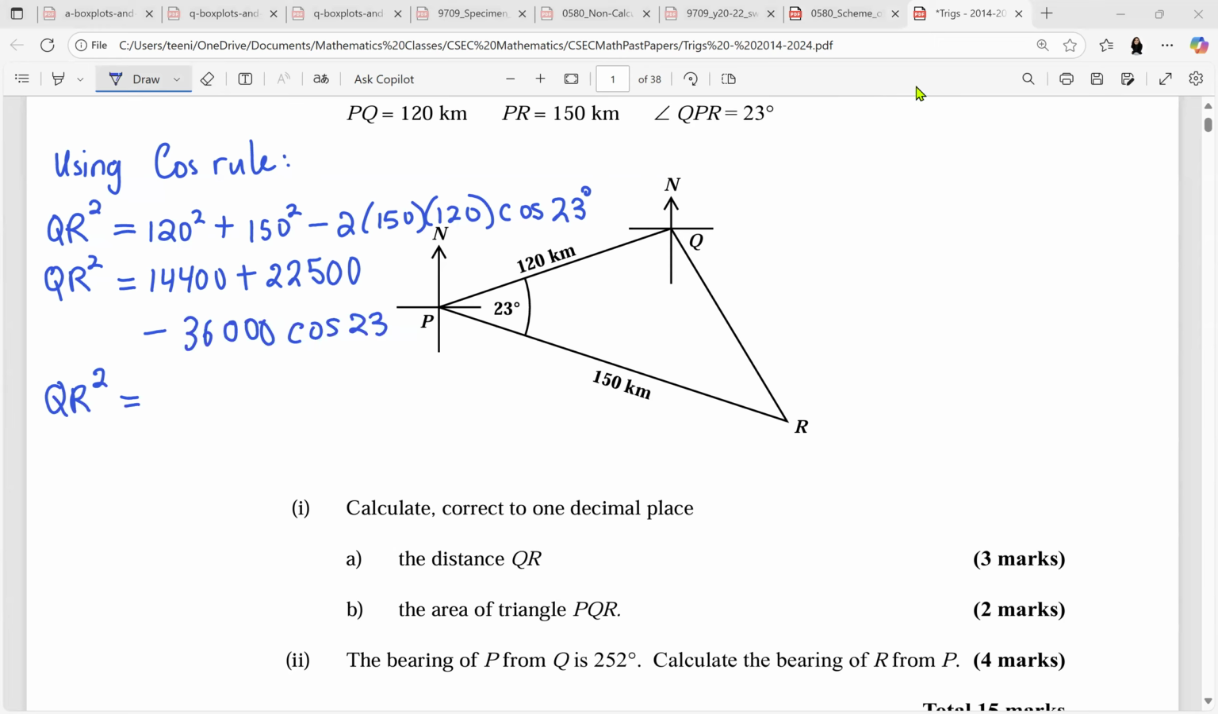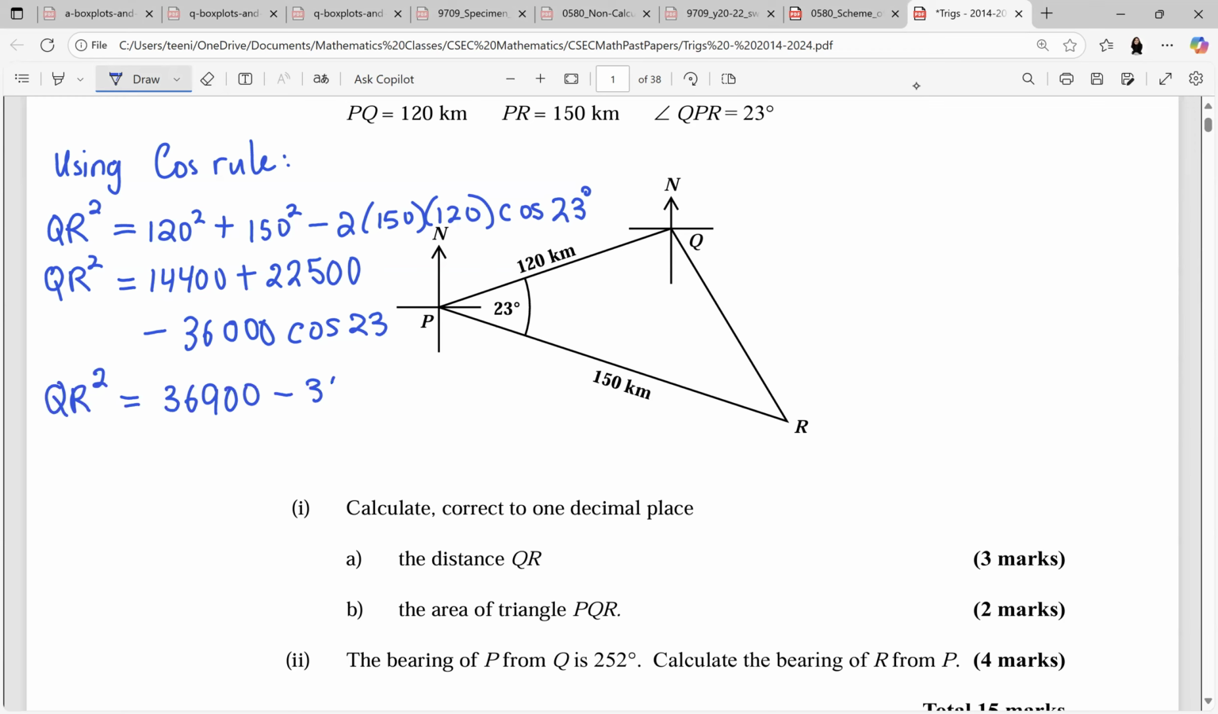You check it, Misha. What is it? This part, we're working out this part here: 14,000 plus 14,400 plus 22,500. I get 36,900. Right, good.